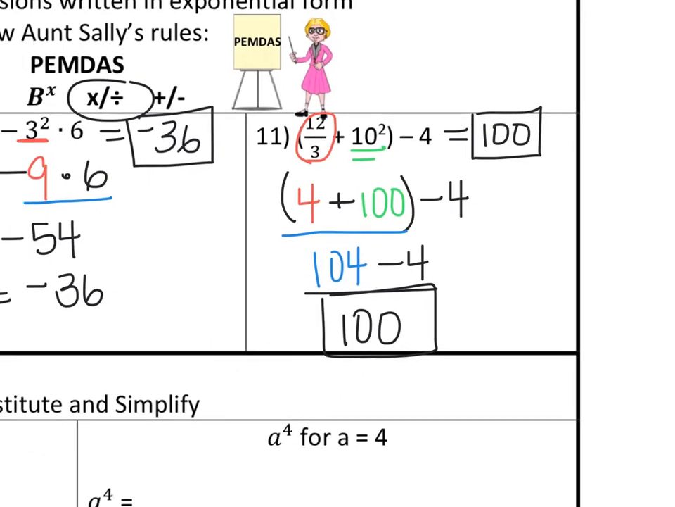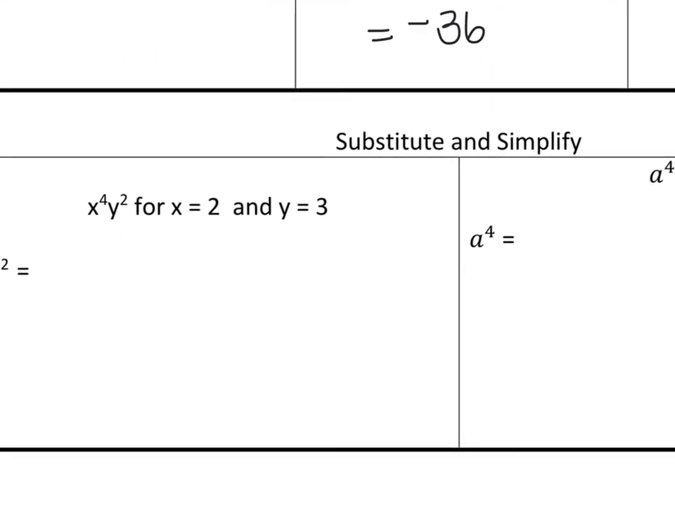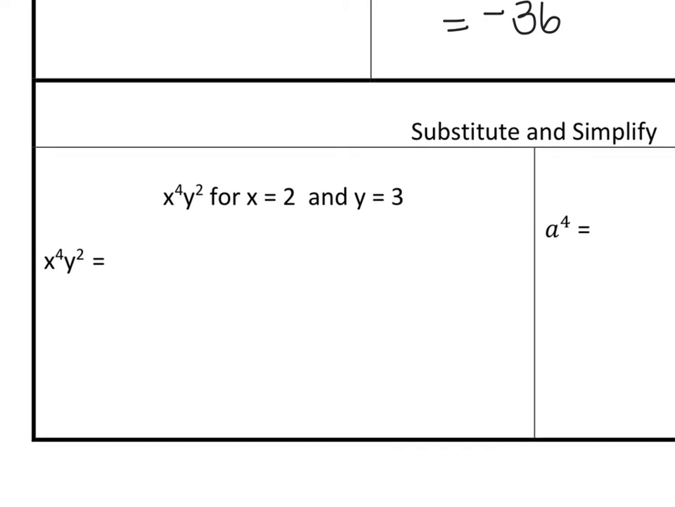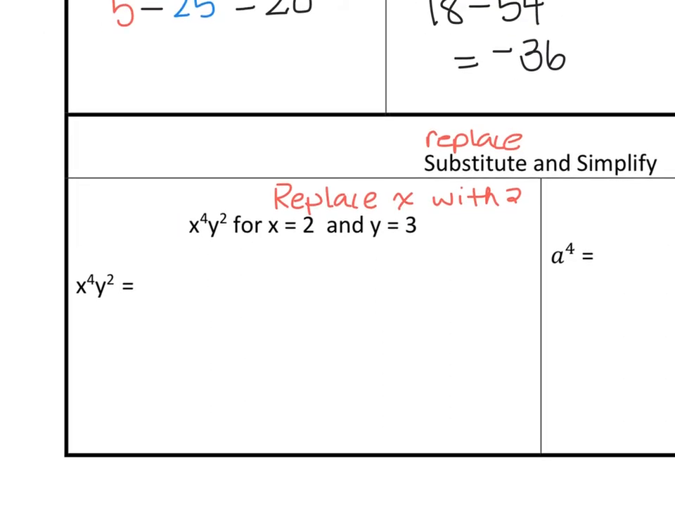Okay, last two questions. We are going to substitute and simplify. And if you remember from last year what substitute means, for example, if I'm not here, somebody else comes in my place. So substitute means to replace. So for x squared, or x to the fourth times y squared, we are going to replace x with 2, and we're going to replace y with 3, and then rewrite the expression.